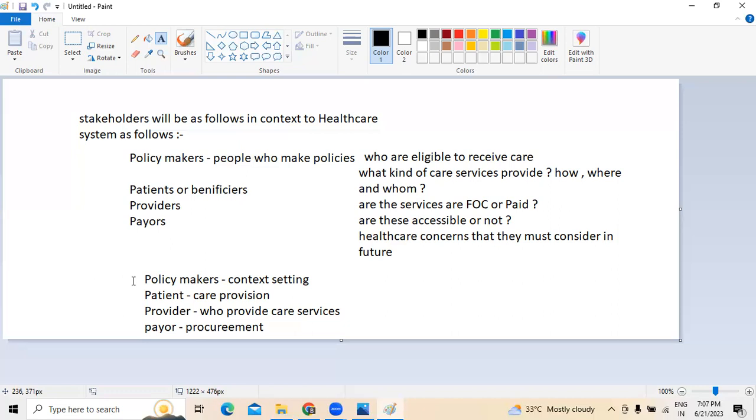The policymaker's viewpoint is different. The payer's viewpoint is different. The patient's viewpoint is different. The provider's viewpoint is different. Business analysts should understand the viewpoints of the different stakeholders, not just a single stakeholder. How these viewpoints work is something we should understand internally, and I'll be explaining it in tomorrow's session.